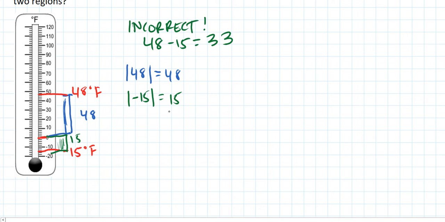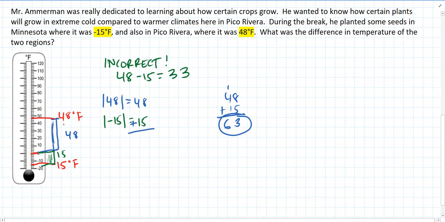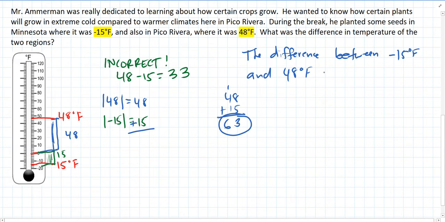So to find the difference between the two, I actually have to add these two values together. So I have to add 48 plus 15 to get 63. Okay, so the difference between negative 15 degrees Fahrenheit and 48 degrees Fahrenheit is how many? It's 63 degrees different. Okay, it's not 33 degrees, it's 63 degrees difference.